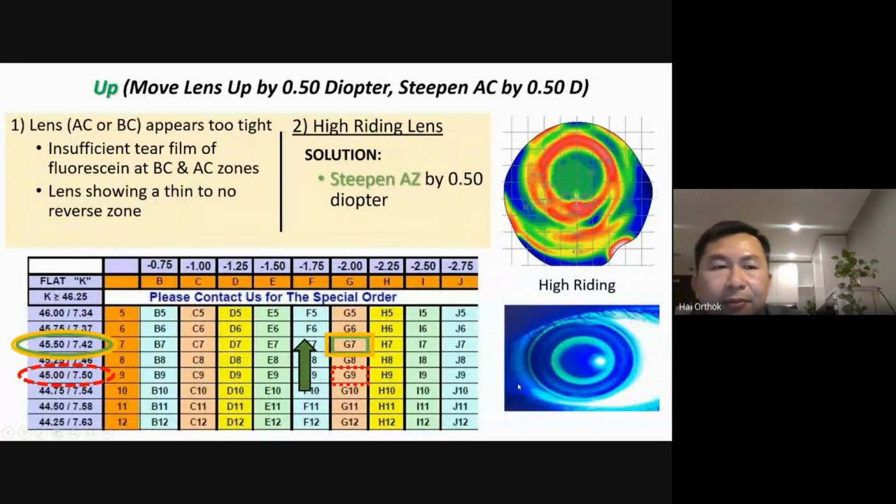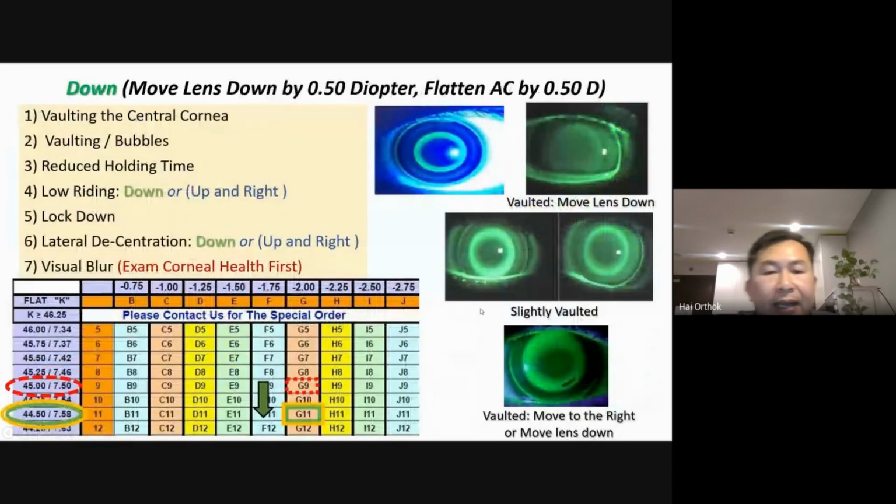So another case is if the lens is steeping, or the lens is actually a high rider. The lens is a high rider when it is too flat compared to the cornea. So if the lens is too flat compared to the cornea, we have to choose a lens that is steeper. In this case, we will exchange the G9 to G7. We will keep the base curve the same and the reverse zone the same, but we make the alignment curve half a diopter more steep.